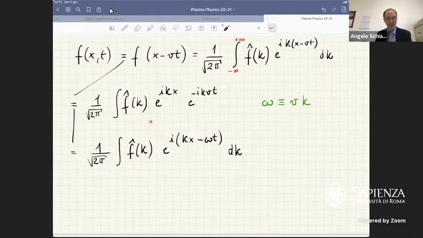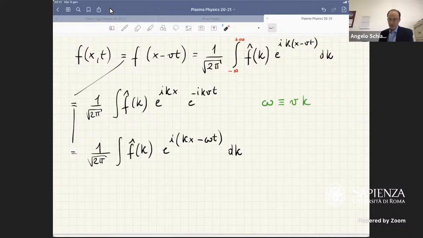These are the amplitudes of the wave in k space, and we have the oscillating term, oscillating in space and time. And then we are summing up all these terms. This is possible because the operator is linear, so we are applying the superposition principle.